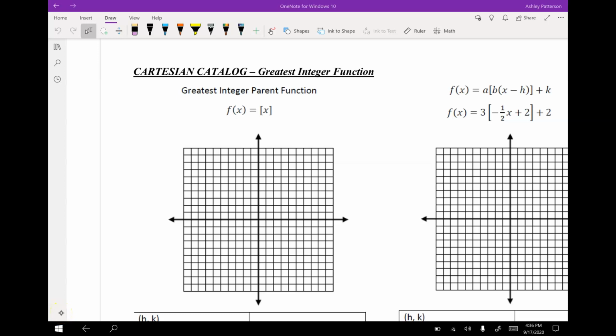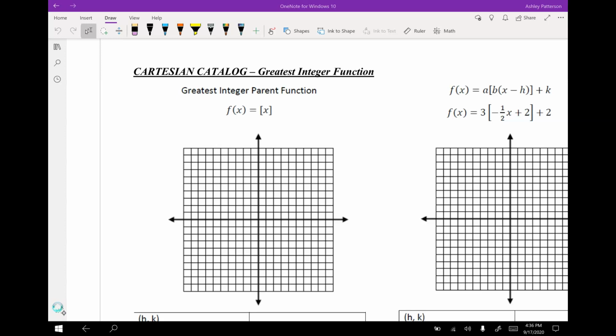Yay! Okay, so now that we've graphed the greatest integer functions and seen the different effects that certain transformations can have on this particular graph that looks like a step graph, because it is a step graph, we need to add this to our Cartesian catalogs.